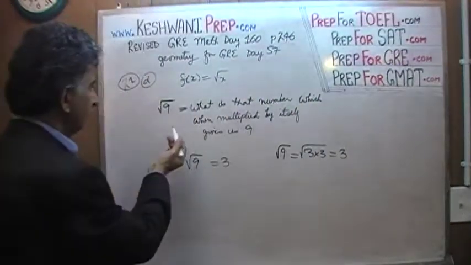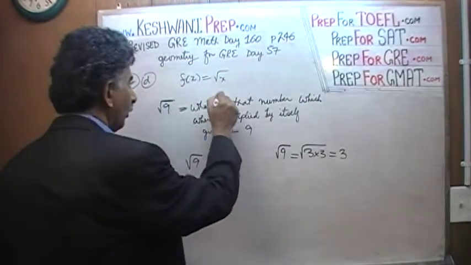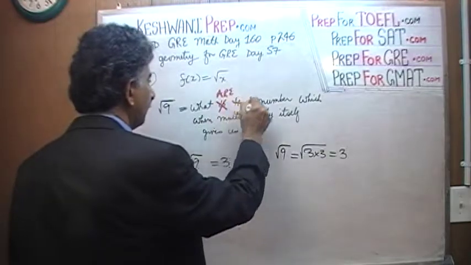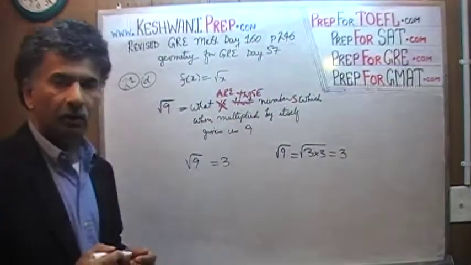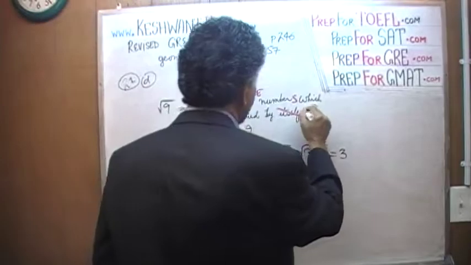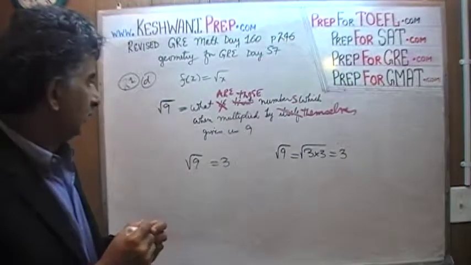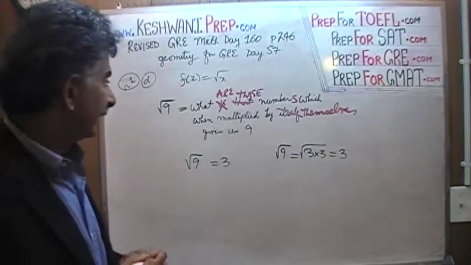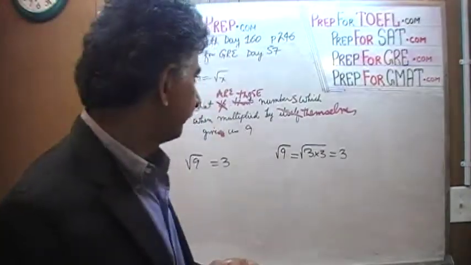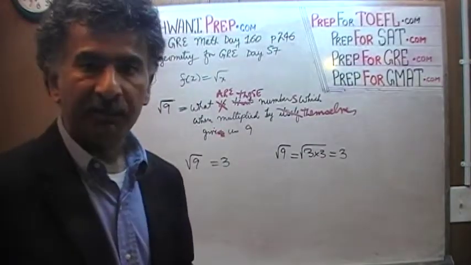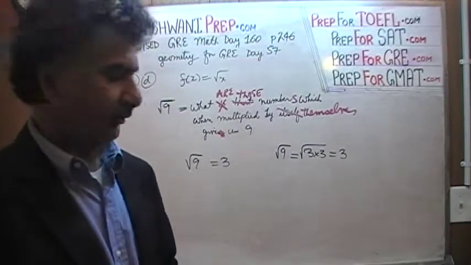What it should have said is, this is misleading. What it should have said is, what are those numbers which, when multiplied by themselves, give us 9? I didn't realize I had to make so many changes to make it plural. Because there are two answer choices.